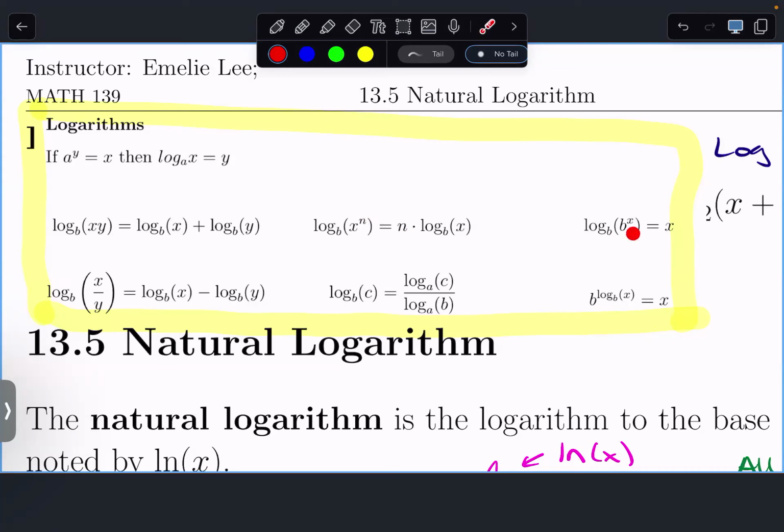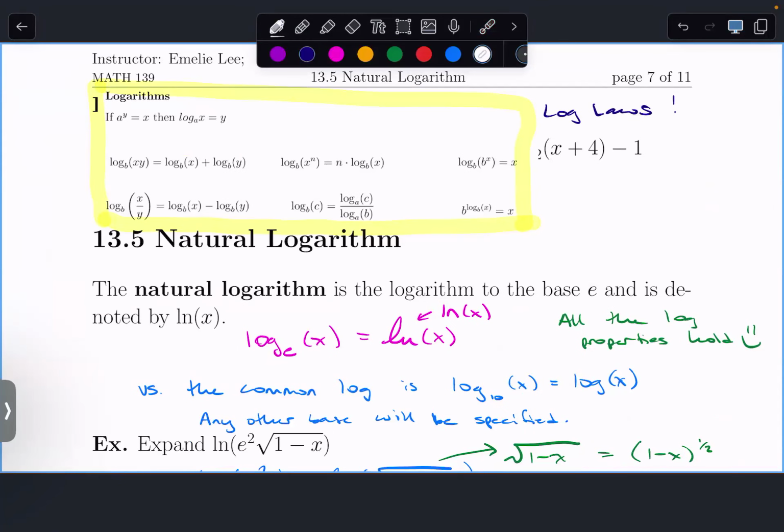You have log base b of b to the x. These guys just cancel, right? Drop down to x. So these two I would call cancellation properties. B to the log base b of x drops down to x. And so this is how you're going to cancel exponents and logs. Same thing, division turns into subtraction, and we talked about why last day. And then this is the change of base formula, which we'll see on the next page, for moving between different bases.